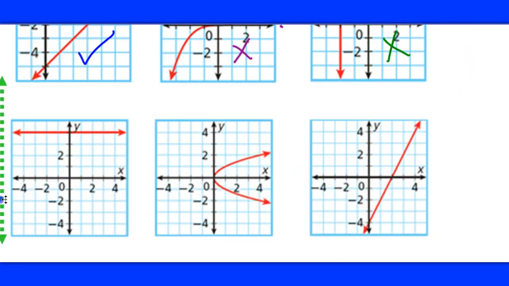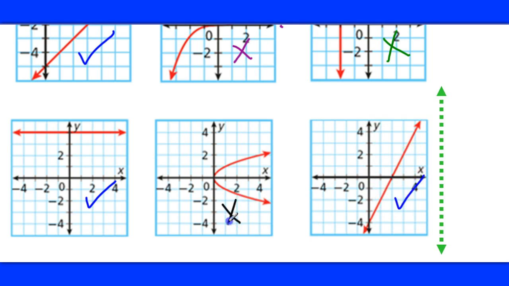Here, this one passes the vertical line test, so it's a function, and it is a line, so this one is a linear function. This one is not a function because for this x value, there are two y values, and it's not a line, so this one's neither. And the last one here passes the vertical line test, but it is not a line, so this one is a function, and we said this one was not a linear function. So that's one way to tell if something is a linear function.